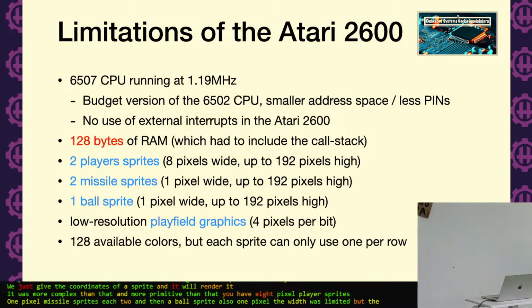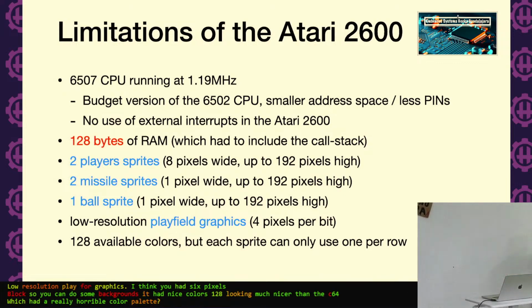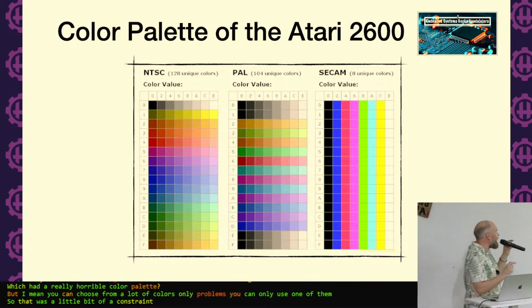And you have a low-resolution playfield graphics. I think you had 6 pixels per block, so you can do some backgrounds. It had nice colors, 128, looking much nicer than the C64, which had a really horrible color palette. But you can choose from a lot of colors. Only problem is you can only use one of them. So that was a little bit of a constraint. So these were the color palettes.